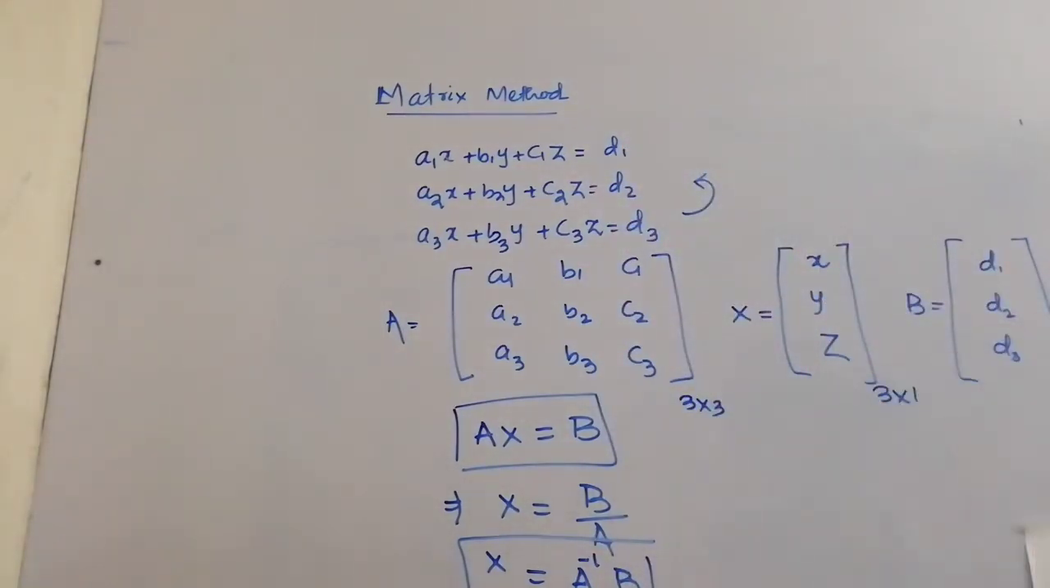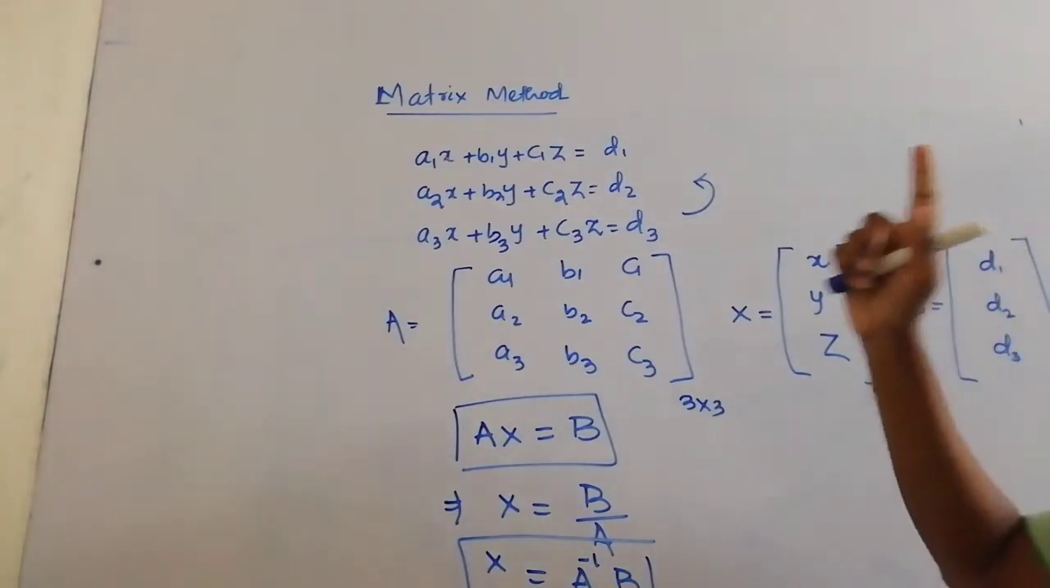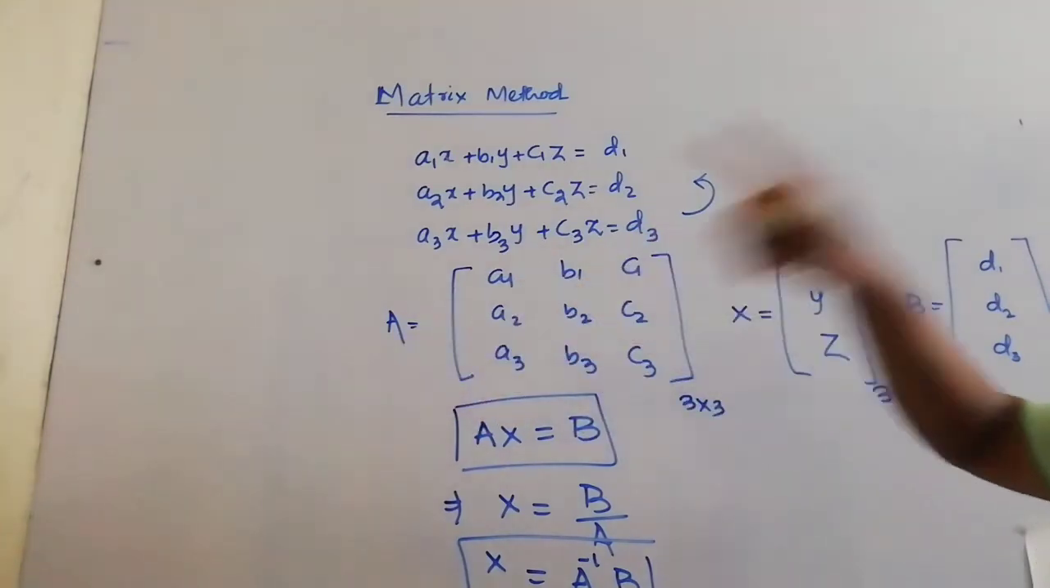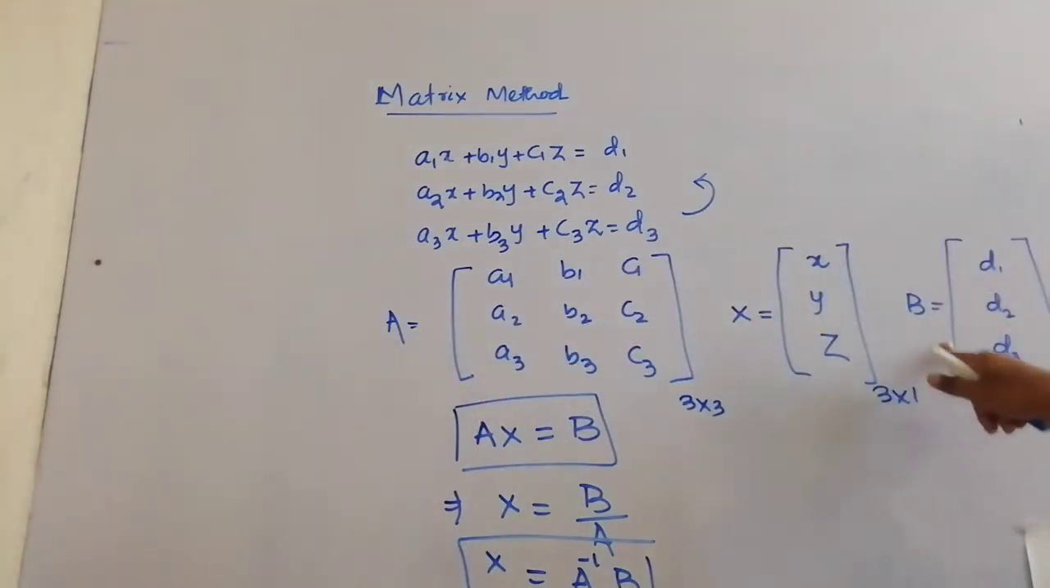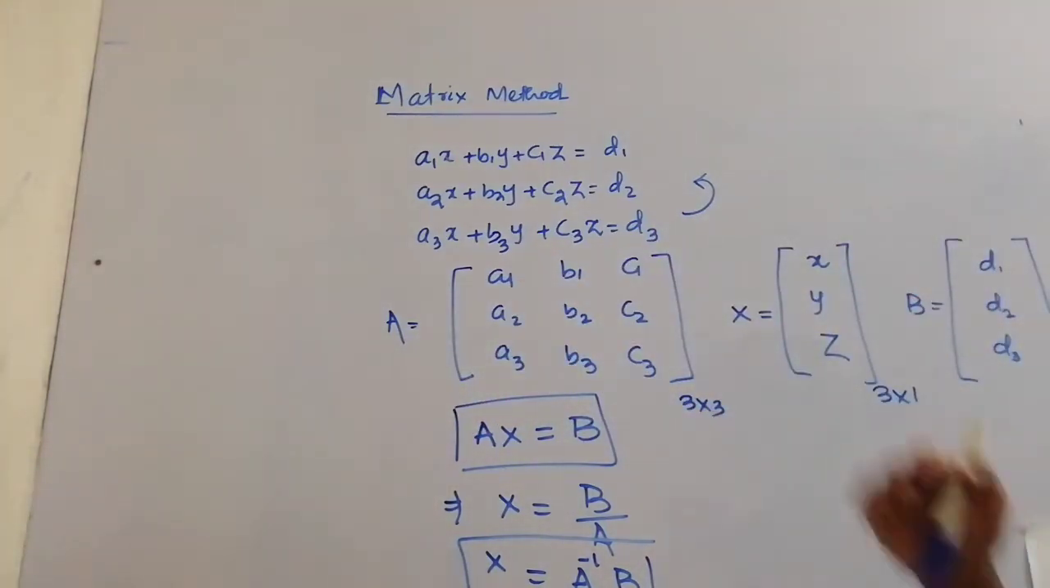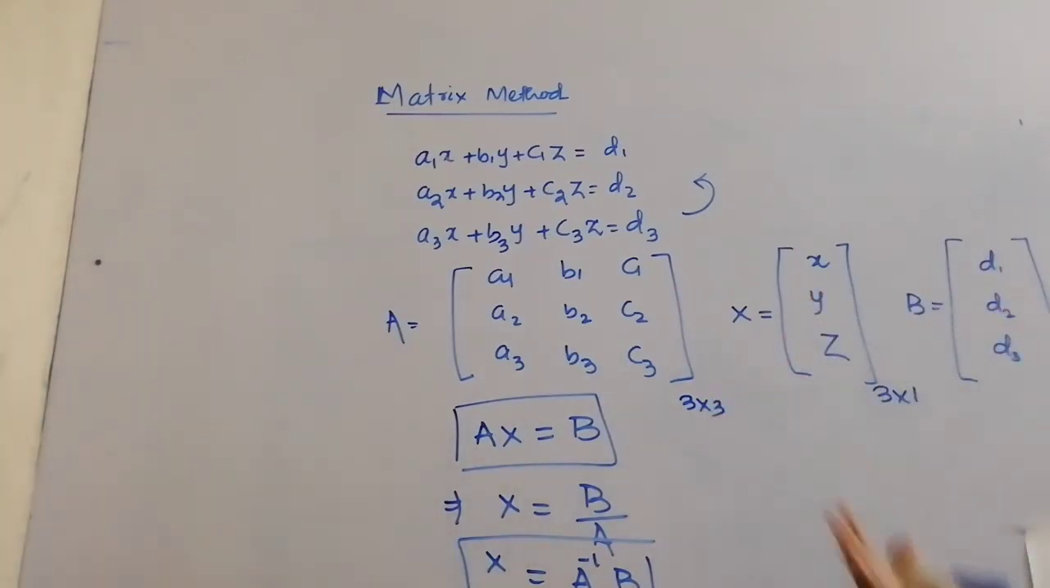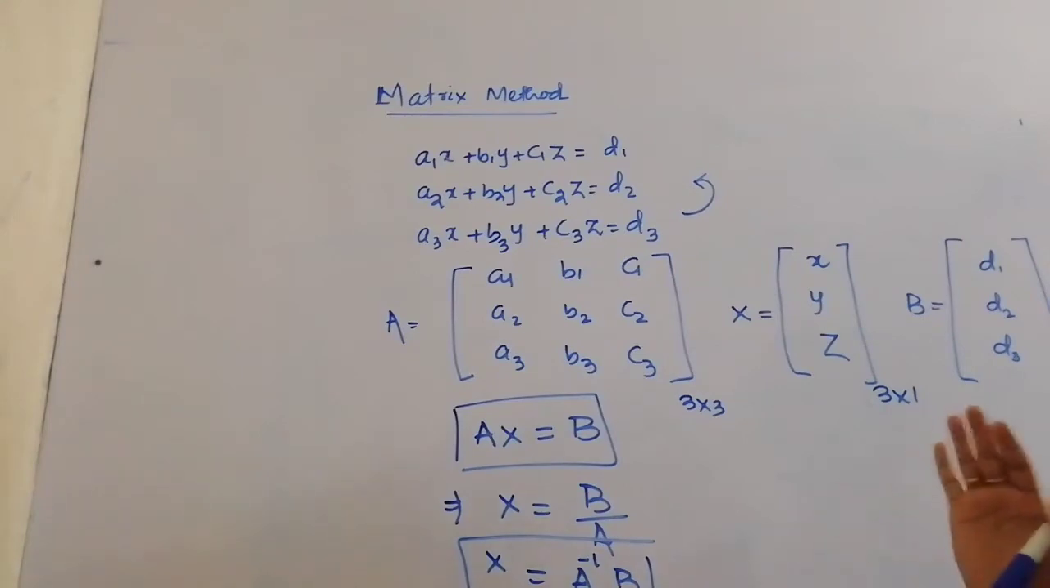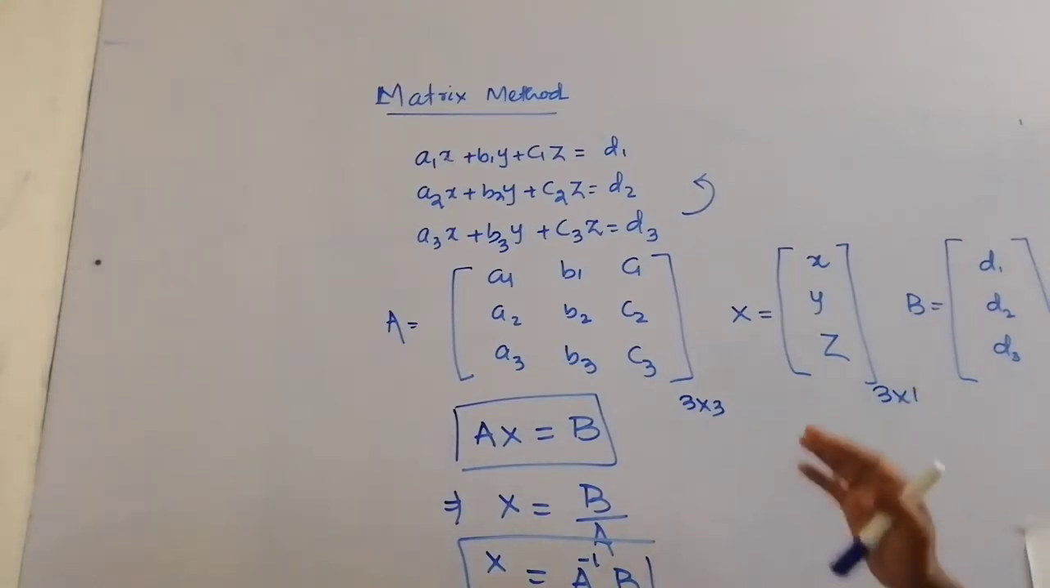So in this matrix method, first you have to collect the A matrix, X matrix and B matrix and check whether the equation is correct or not. If this is correct, then you can proceed. And the first thing is you have to find out the A inverse.